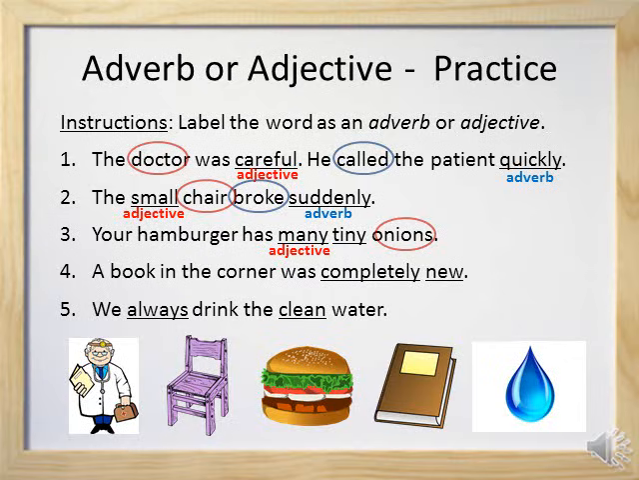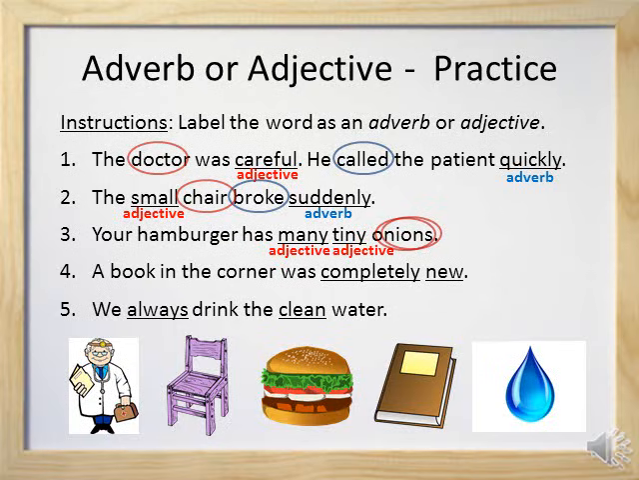Now, you might think that many describes tiny because it's right beside and before that word. But actually, many doesn't tell us any other details or any other information about tiny. Many tells us more information about the noun onions because it tells us how many. How many onions? Many. What about tiny? What word does tiny describe in the sentence? Tiny also describes onions. So tiny is also an adjective.